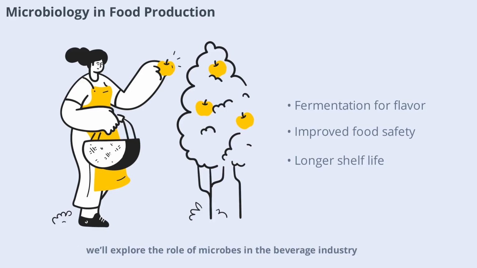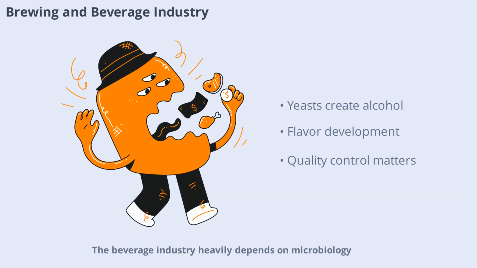Next, we'll explore the role of microbes in the beverage industry. The beverage industry heavily depends on microbiology, especially in the production of beer, wine, and other fermented drinks. Yeasts are the main microorganisms responsible for converting sugars into alcohol and carbon dioxide. Careful selection and management of yeast strains allow producers to create beverages with unique flavors and characteristics. Microbial quality control is also essential to ensure product consistency and safety.